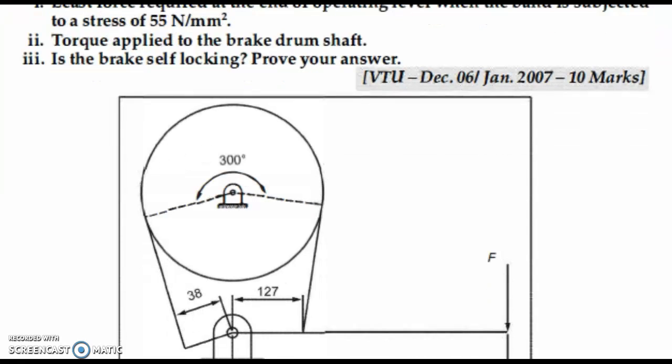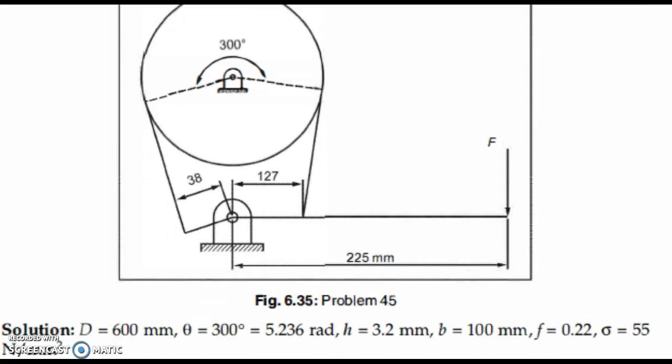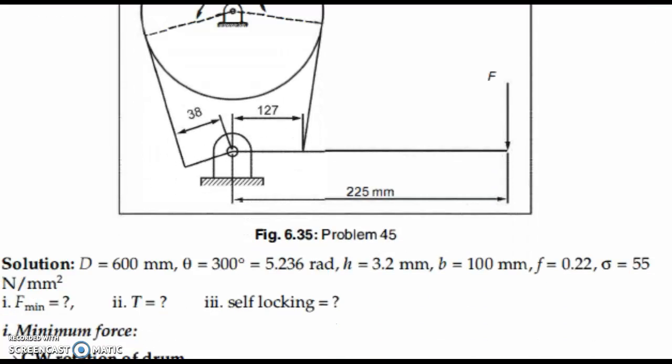The dimensions are given in this question. The contact of the band to the drum is 300 degrees. This is the 300 degrees from here to here. Then the values of B1 and B2 are given in the figure, and the value of A is also given in the figure, 225 millimeter. So we can write the given data and go for the solution.